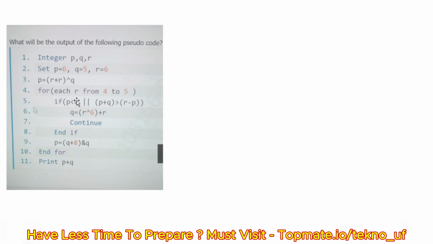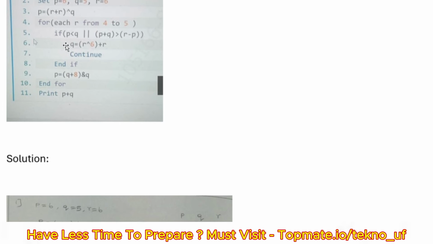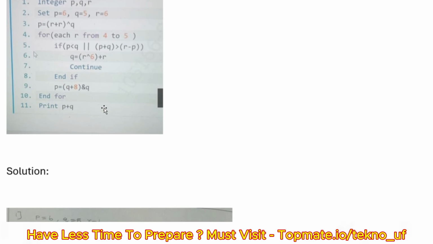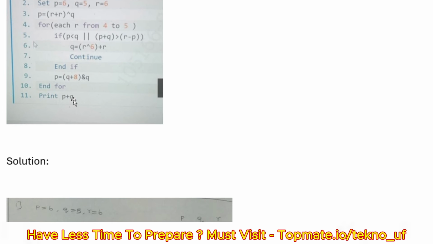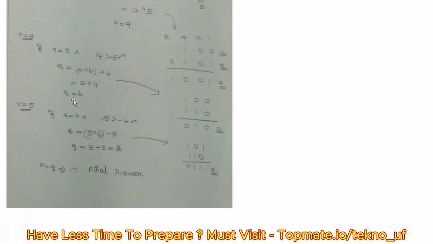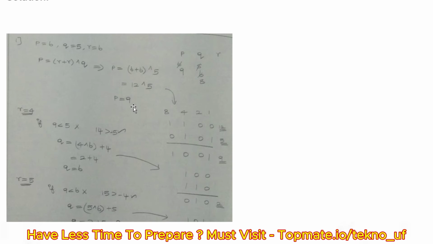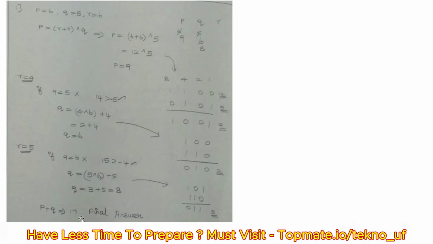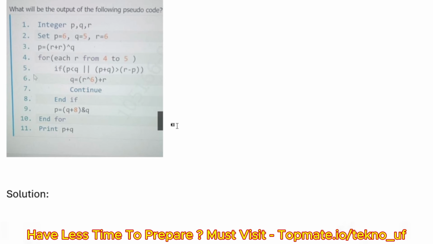So we have evaluated for R equal to 4 and R equal to 5. So the for loop is ended, and we need to move on to this line. P plus Q. P equal to 9, Q equal to 8. So we can write 9 plus 8, 17. So 17 will be our final answer for this pseudocode.